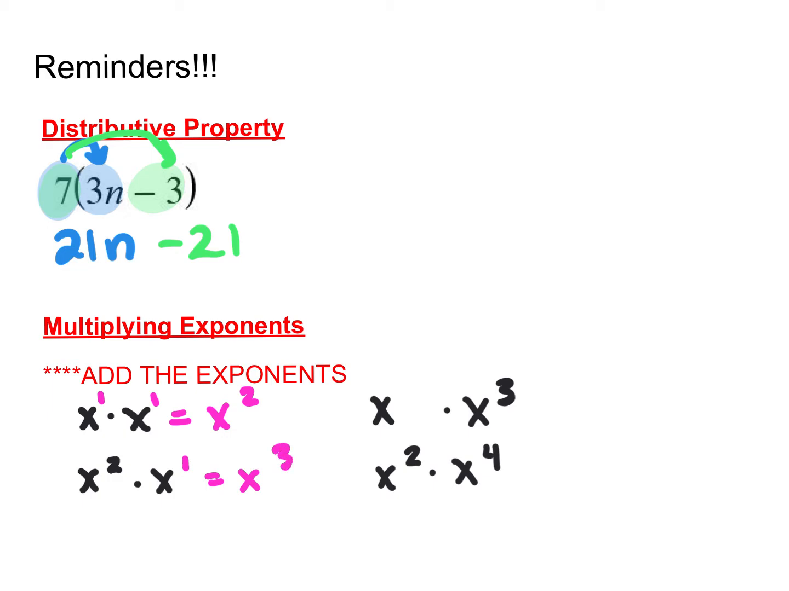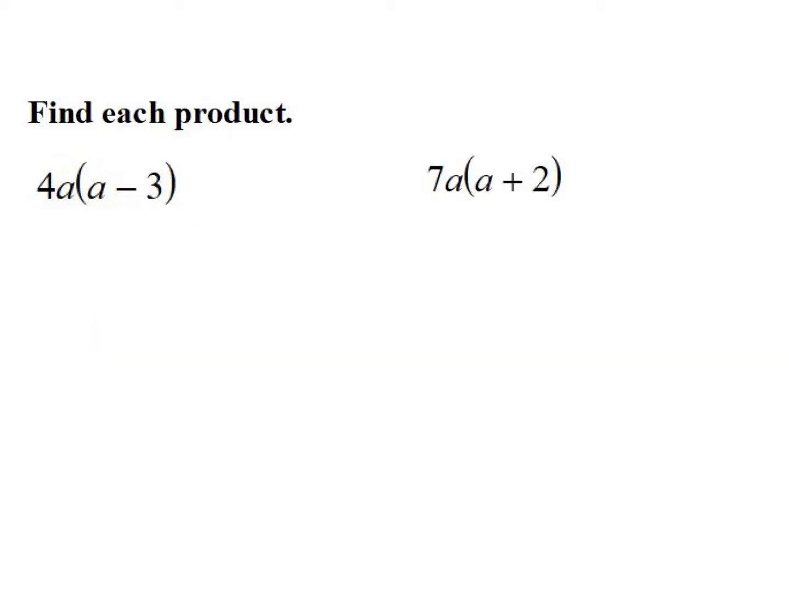In the next one, I have x times x to the third, which is x to the first, and 1 plus 3 gives us x to the fourth power. And then lastly, if I had x to the second times x to the fourth, I just add those numbers to give me x to the sixth. But the key thing is we are always adding the exponents.